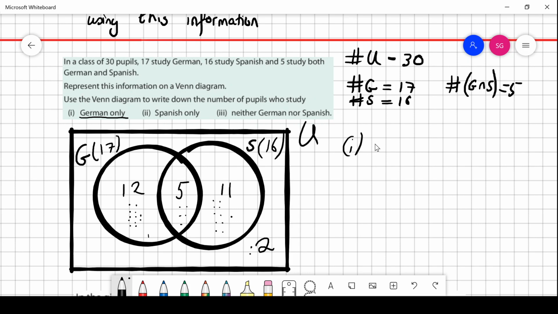Section 1, that's going to be 12. Spanish only, so that's the number in the Spanish section without the center section. So that will be 11. And then neither German nor Spanish, so not in either of these sections. Well, that's your 2 down here, right?